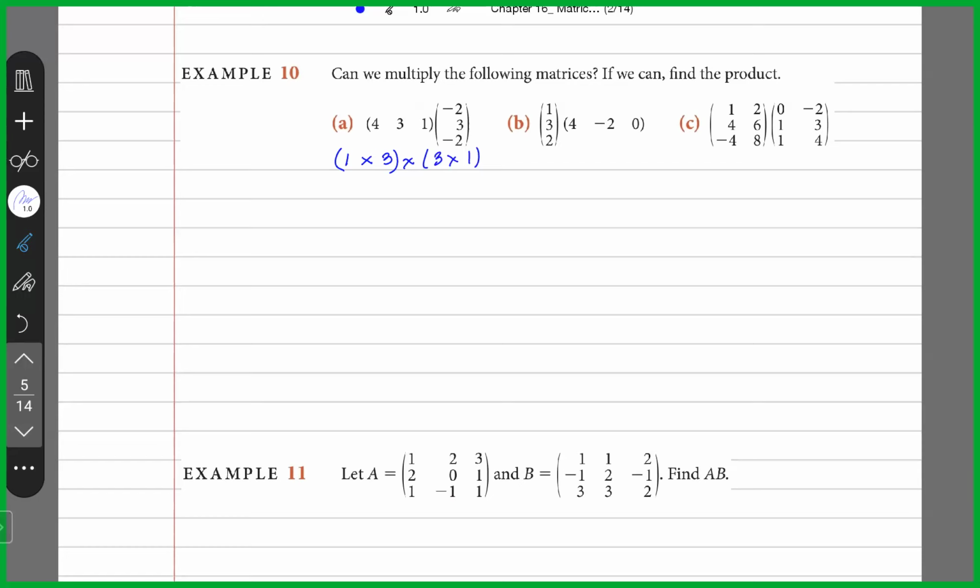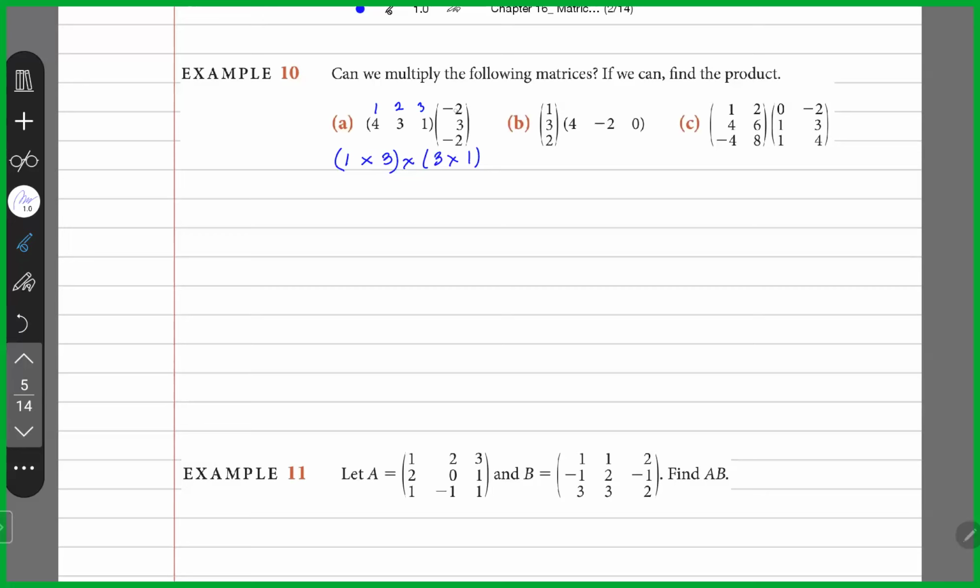And when we multiply these two matrices, we're only going to get one element. A matrix with only one element is called a singleton matrix. So it's 1 row by 1 column, so we're going to get one element. Whenever you multiply a row by a column, you're going to get an element. So if you multiply 1 row by 1 column, you're going to get 1 element.